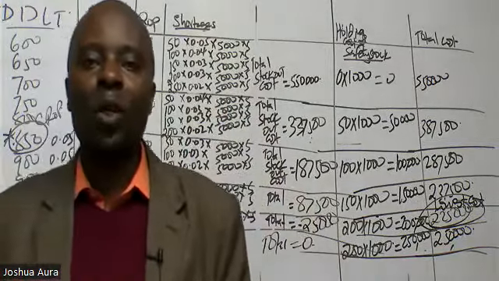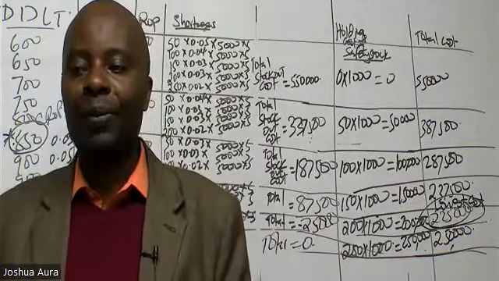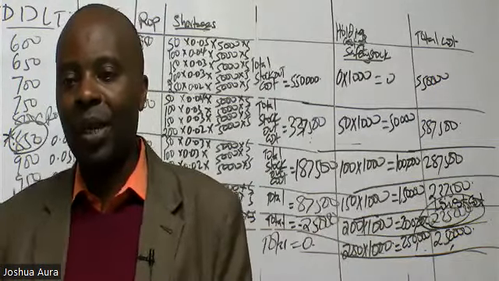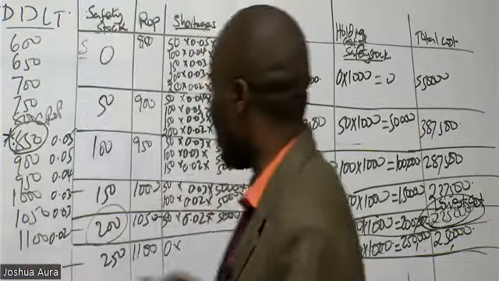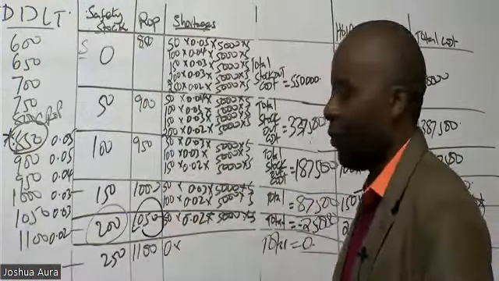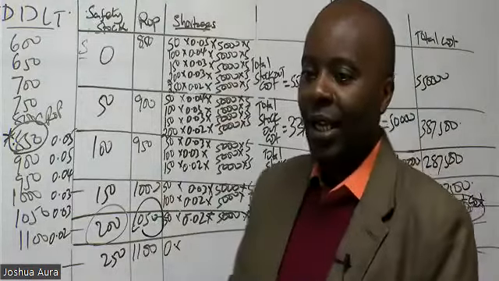And the optimal reorder point is how many units? The one that corresponds still to this, it is this 1050. It is 1050.